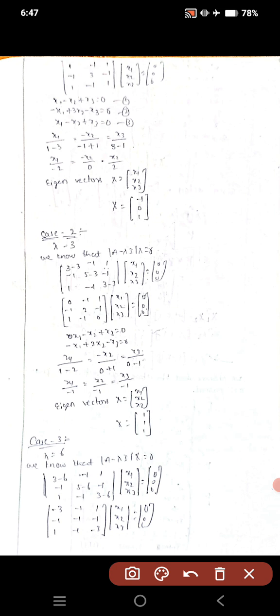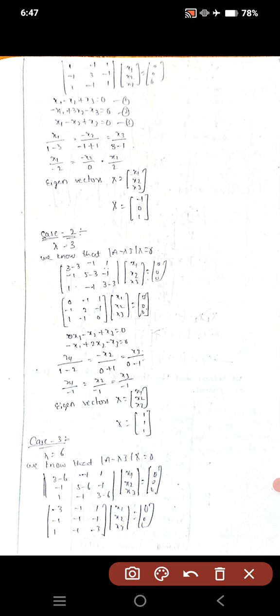Case 1 is this one. Case 2, lambda value is equal to 3. We have to follow the same procedure as above: A minus lambda into X equal to 0. Substitute lambda value 3 here and we get this matrix. Take any 2 equations and solve, and we will get the eigenvector. Another eigenvector is 1, 1, 1. The second eigenvector came.